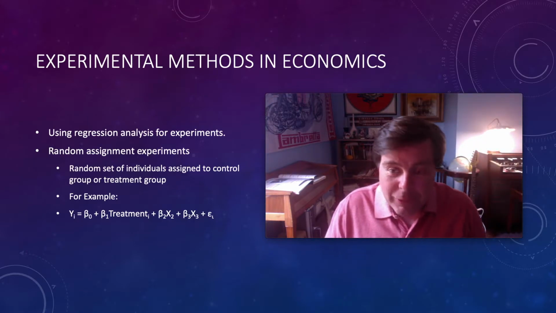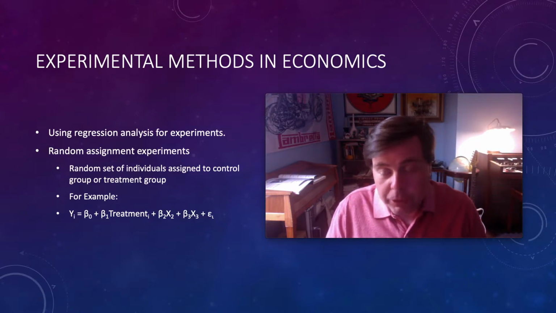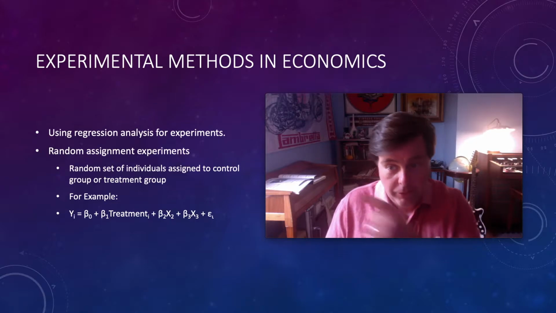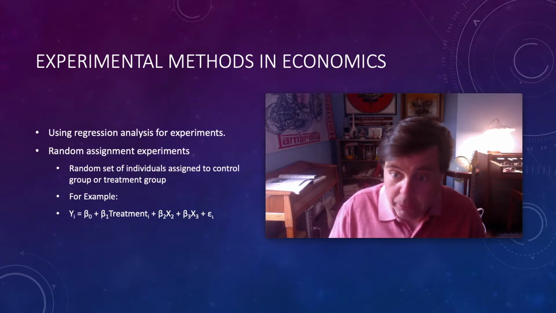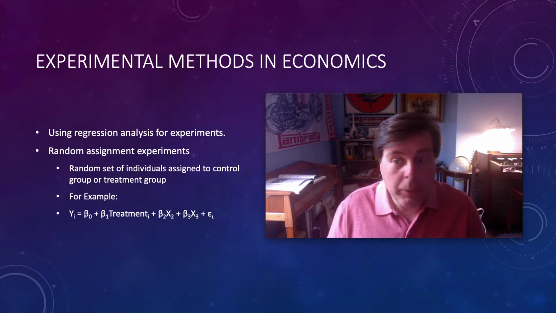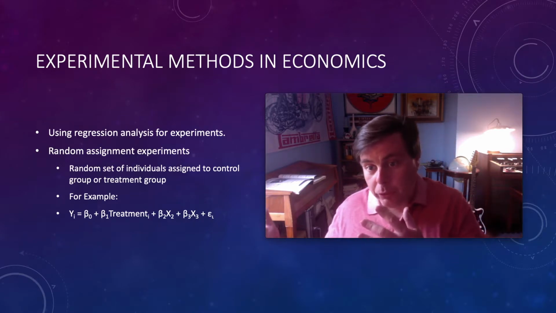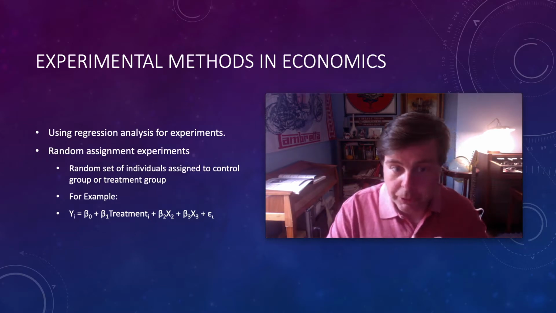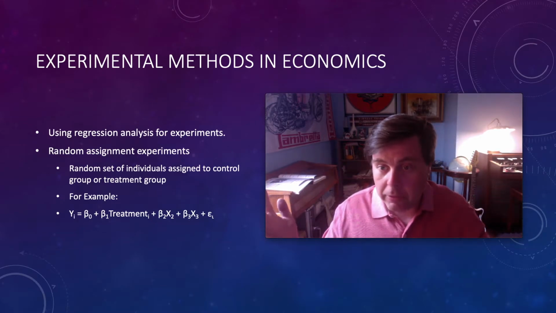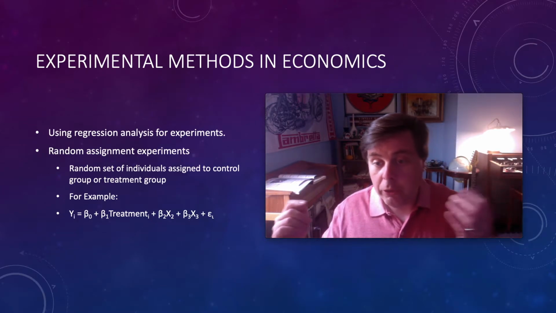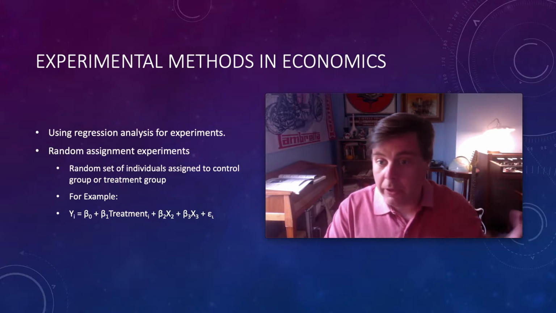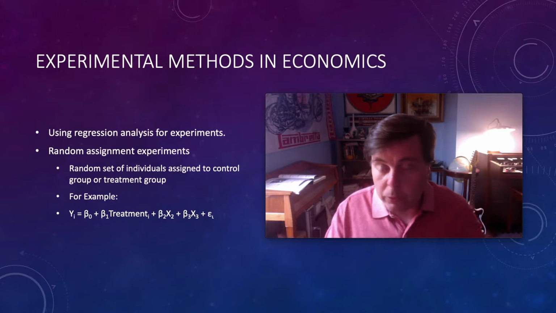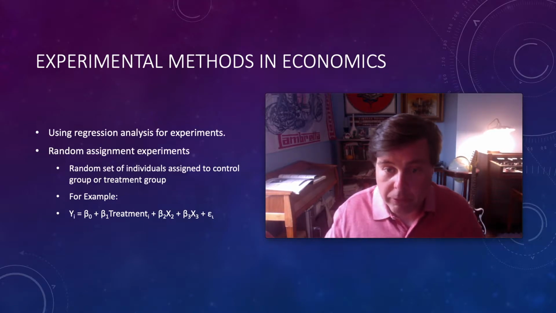Now, when we think of experimental methods, usually what comes to folks' minds first are random assignment experiments, where we have a set of individuals assigned to a control group and another assigned to a treatment group. So you might think of drug testing, where a group of individuals get the treatment drug and another group gets a placebo, or maybe nothing at all, depending upon the experiment.